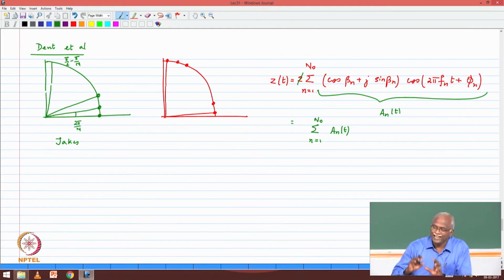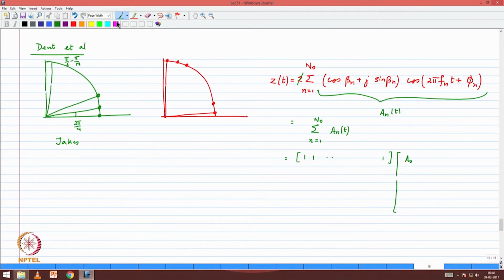Now why is this important and what are the benefits? Why do we even want to read this paper by Dent et al.? If it's just another approximation, why not just accept it and take this? But there is a very important offshoot of this result. The result is as follows. This can be written in vector form as 1, 1, 1 times a1 of t, a2 of t, all the way to a n naught of t. Now you may still be wondering there's nothing new that we have gained in this whole process.